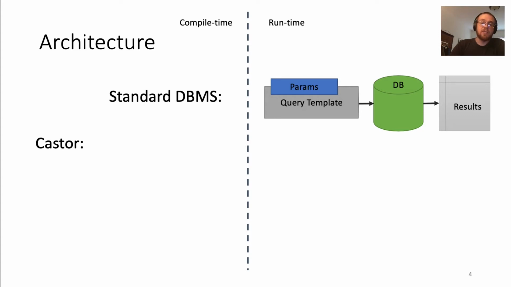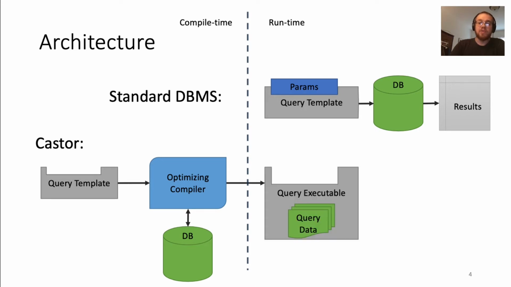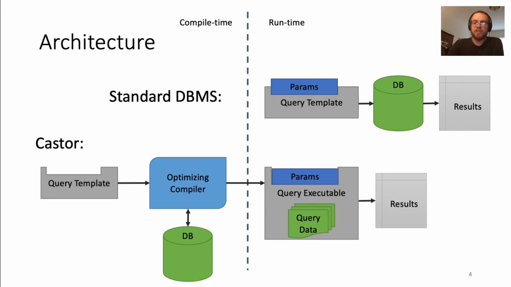By contrast, in our system, the user gives their query template to our compiler ahead of time. The compiler synthesizes a specialized data structure for each query template using a collection of sound rewrite rules to transform the query. It then generates a native executable for each query and serializes the data into the appropriate format. When the user wants to run the query, they give the query parameters to the executable, which runs the query and produces results.